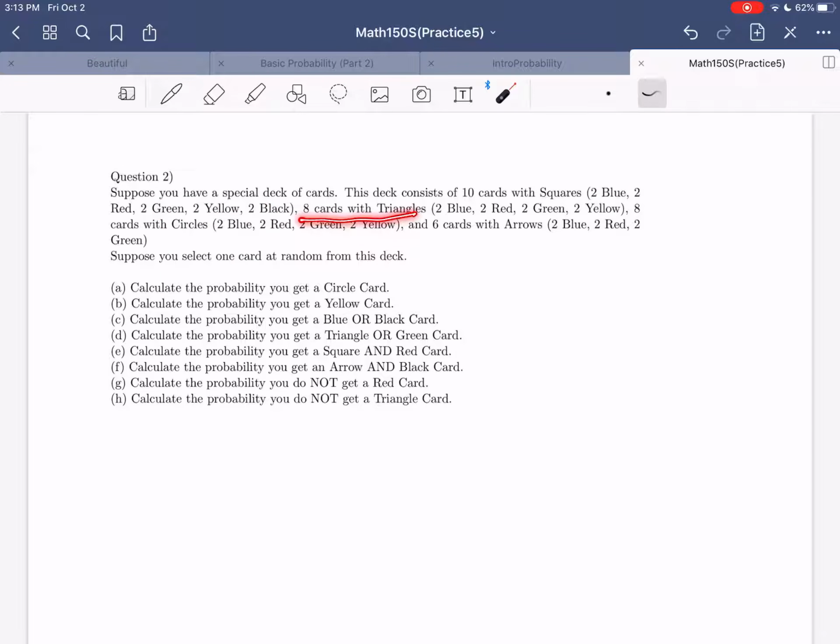8 cards with triangles on them, 2 blue, 2 red, 2 green, 2 yellow. 8 cards with circles, 2 blue, 2 red, 2 green, 2 yellow. And 6 cards with arrows, 2 blue, 2 red, 2 green. So we're going to suppose that you select one card at random from this deck.